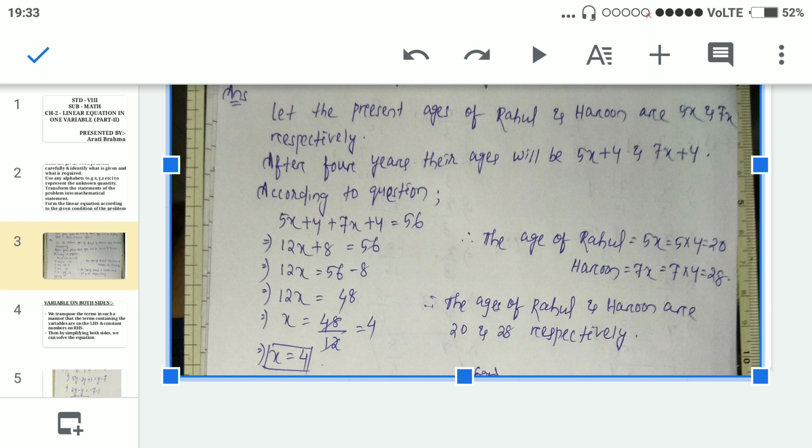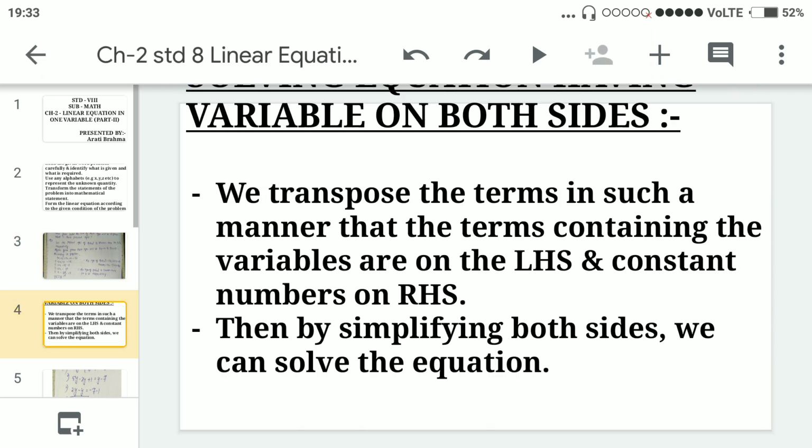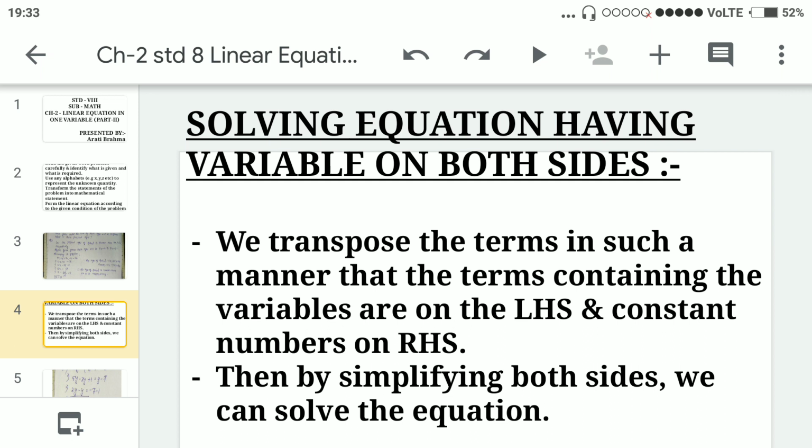So this is the way to reduce a word problem into the form of a mathematical statement. Then you can solve it by this method. Then the next one is what? Solving an equation having variable on both sides.